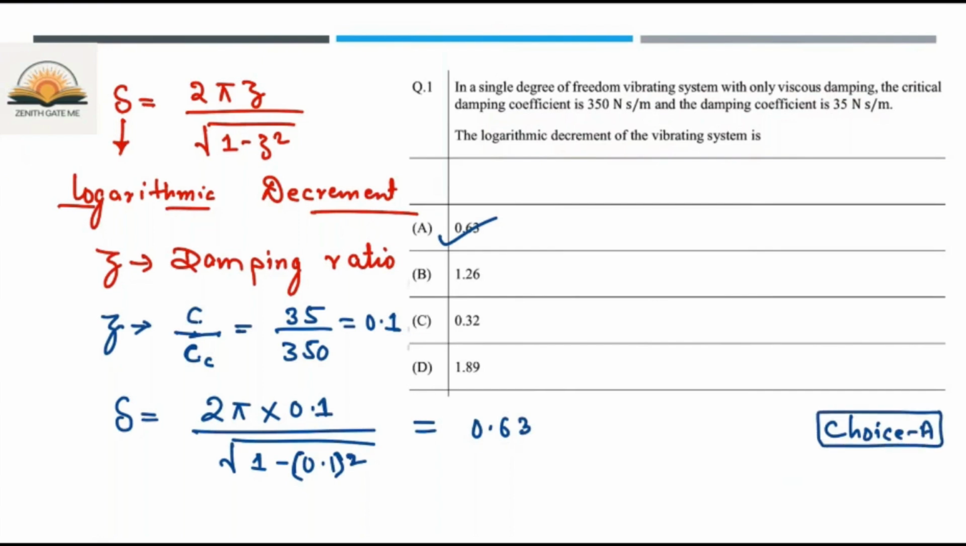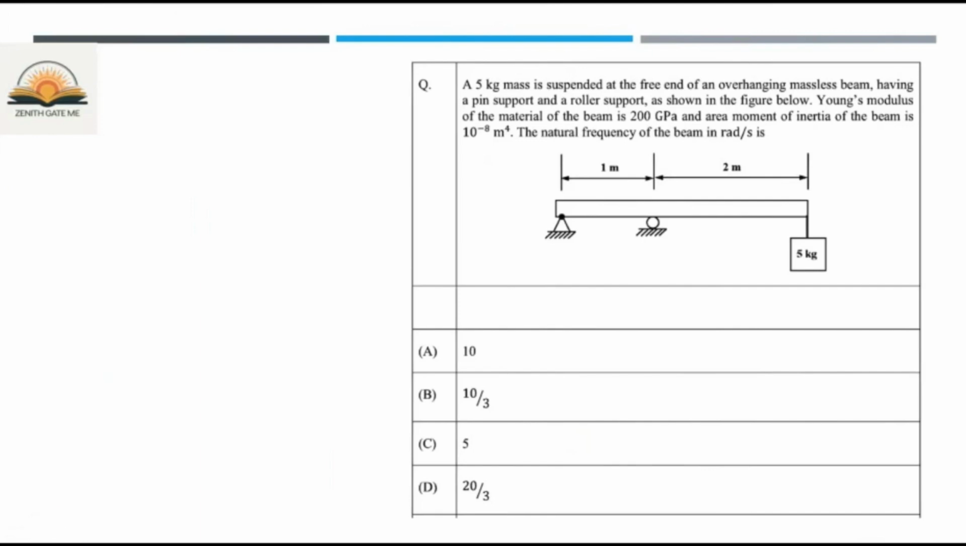One more question they have asked from vibration, in which you have to calculate the natural frequency. I would say this is a very good problem they asked in the GATE 2026 paper. Till now, the questions I have discussed are moderate level. This is one of the best questions from the theory of machine, so let's try to solve this problem also.